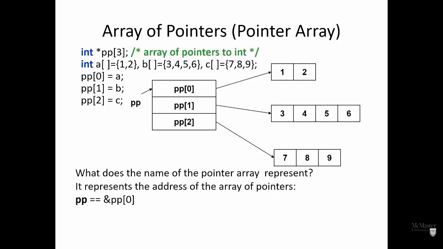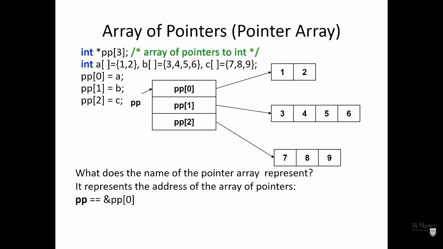Now, what does the name of a pointer array represent? This also relates to his question. Previously, we learned that the name of the array is a pointer to the first element, right? But what does the name of an array of pointers represent? The same thing. It's a pointer to the first element of the array. But it just happened to be a pointer as well, right?